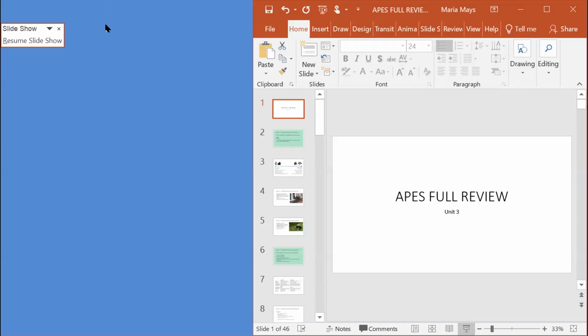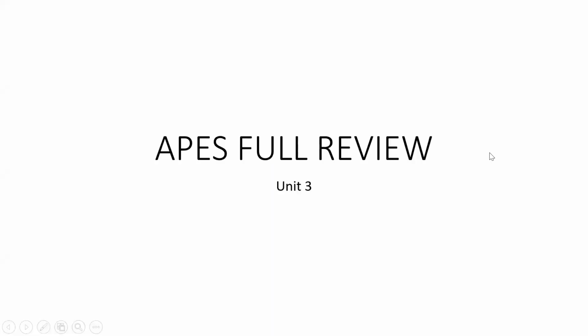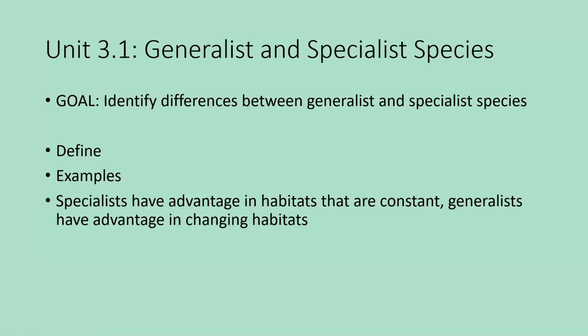All right. So this is unit 3. This is the populations. So we're going to go over a couple of definitions of different kinds of species, R and K, and then we're going to end looking at human population. So first thing, generalist versus specialist. By the end, you should be able to identify the differences.